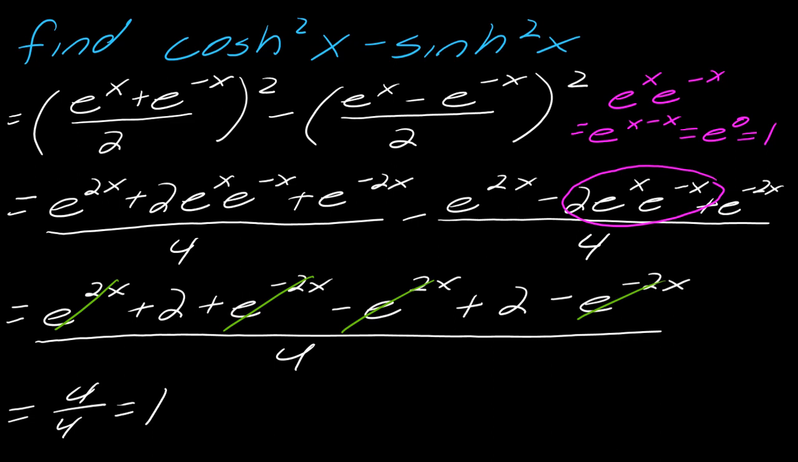So this is a very interesting result. Again, it's very different from what we'd get from trig, right? So you get that your cosh squared of x minus your sinh squared of x actually equals 1. So there's your other property.